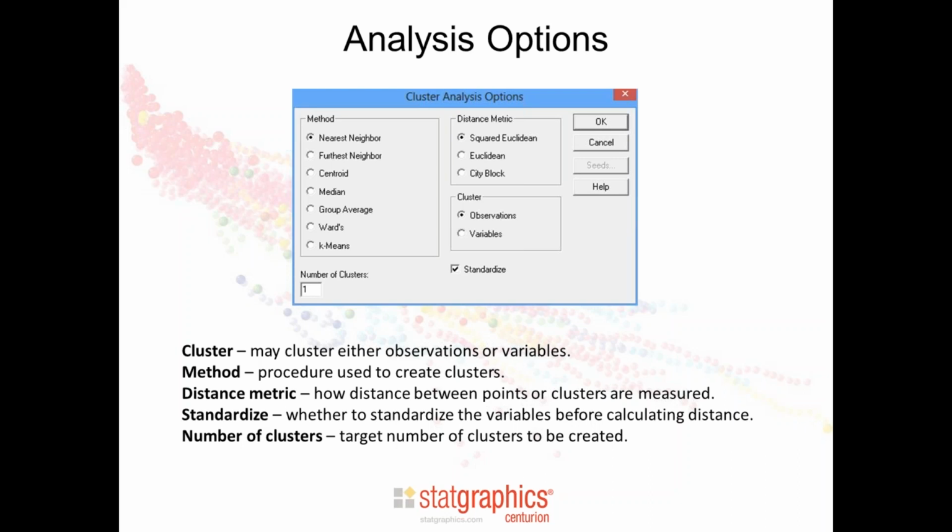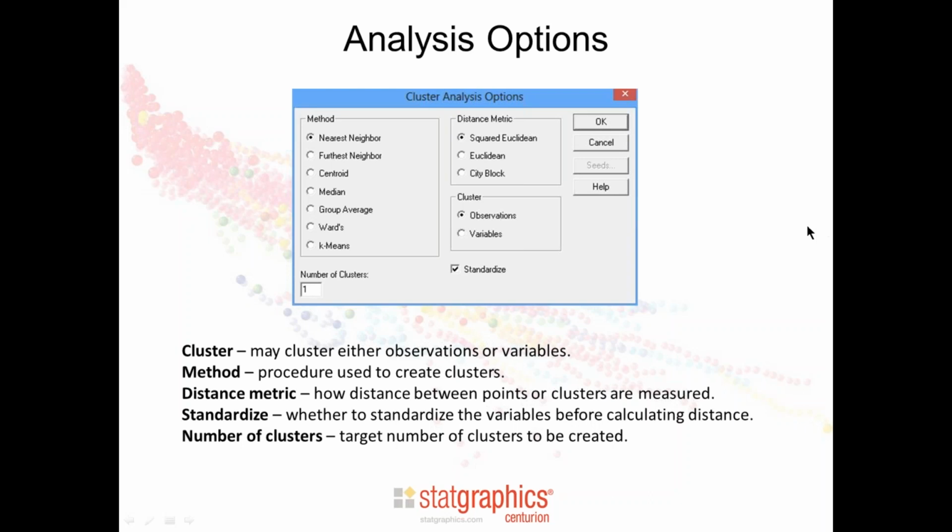If you check that, as I will, before it tries to measure the distance between observations in multivariate space, it will standardize each of the variables. And by that I mean it will subtract the mean of each variable from the observations and divide by the standard deviation. That's important if you have variables that are measured in different units, have different magnitudes, and so forth. Otherwise, the variables that are large will dominate the algorithm.